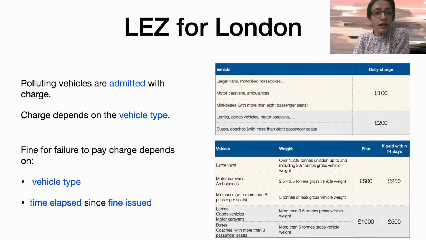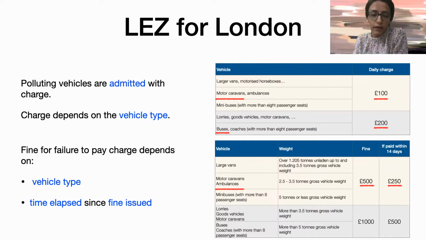So a system that's designed for London, for example, should recognize that polluting vehicles are allowed in these LEZ zones if they pay a daily charge, and that charge depends on the vehicle type. So for example, in the case of motor caravans, that daily charge might be £100. And if the charge is not paid, a fine must be issued depending on the vehicle type or the time elapsed since the fine was issued. So, for example, again, for the motor caravan, it's £500 unless it's paid within 14 days, then it's £250.